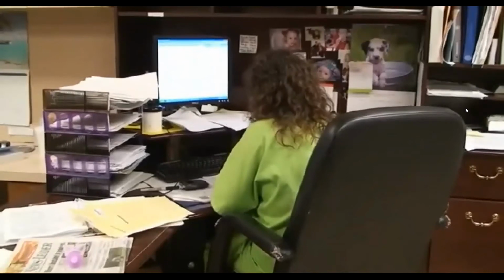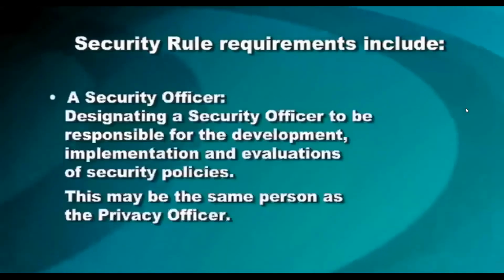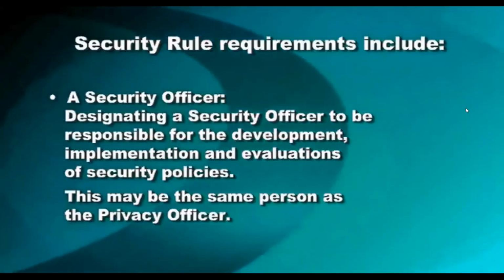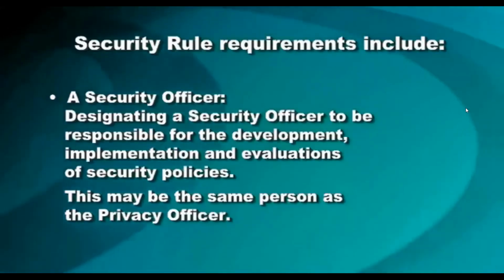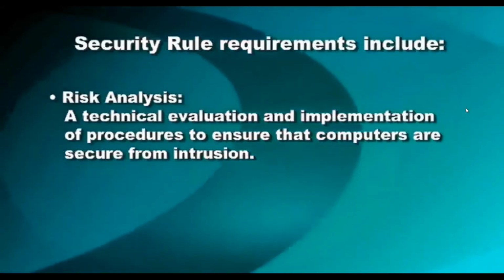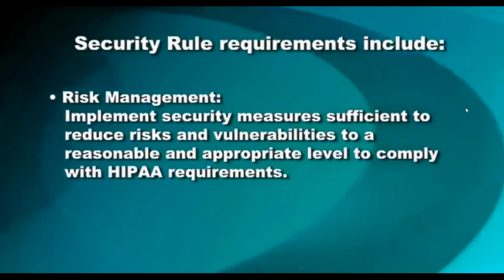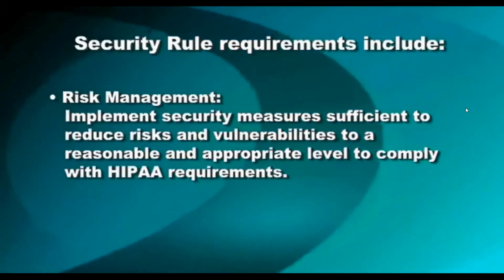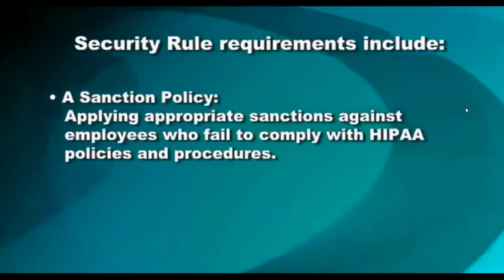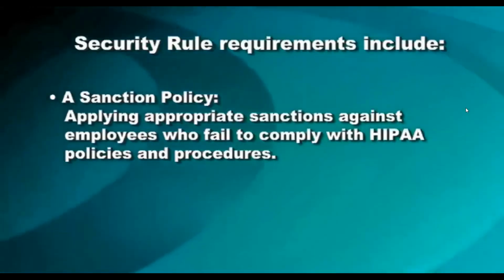These safeguards primarily deal with the security and transmission of data that contains PHI. These requirements include a security officer: designating a security officer to be responsible for the development, implementation, and evaluation of security policies. This may be the same person as the privacy officer. Risk analysis: a technical evaluation and implementation of procedures to ensure that computers are secure from intrusion. Risk management: implement security measures sufficient to reduce risks and vulnerabilities to a reasonable and appropriate level to comply with HIPAA requirements. A sanction policy: applying appropriate sanctions against employees who fail to comply with HIPAA policies and procedures.